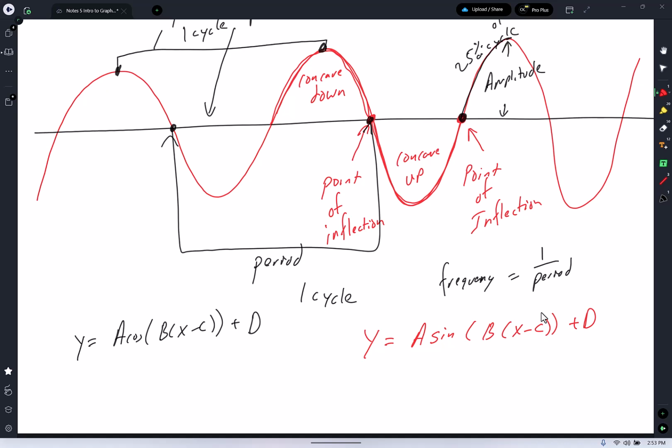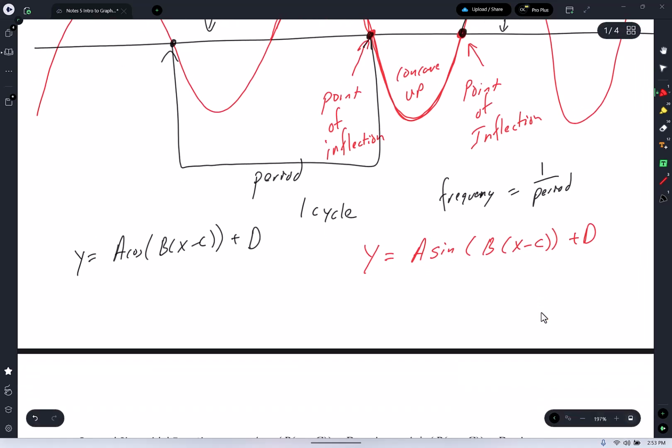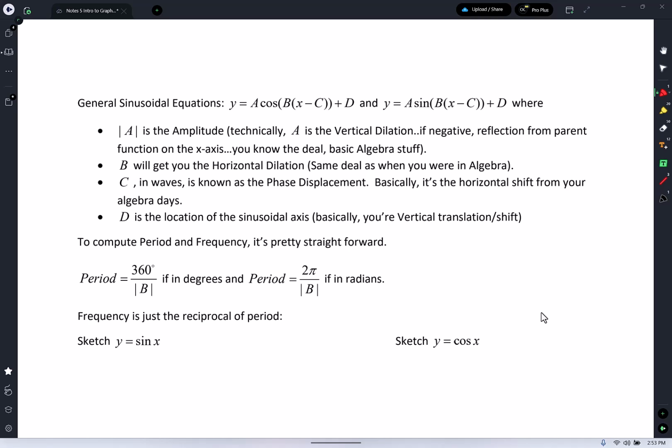Have I done anything crazy yet, guys? No. The same rules apply as when you were in algebra. So if I turn the page, and don't worry about getting all this, we'll hit it again. If I turn the page, I give you guys, so here it is again, see? General sinusoid equations, bam and bam.